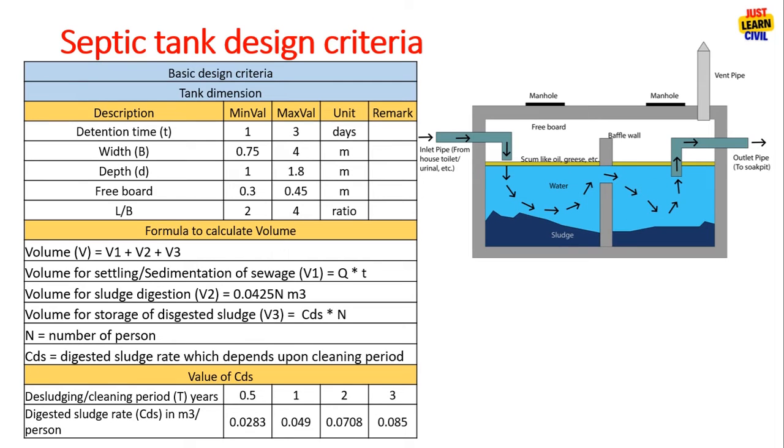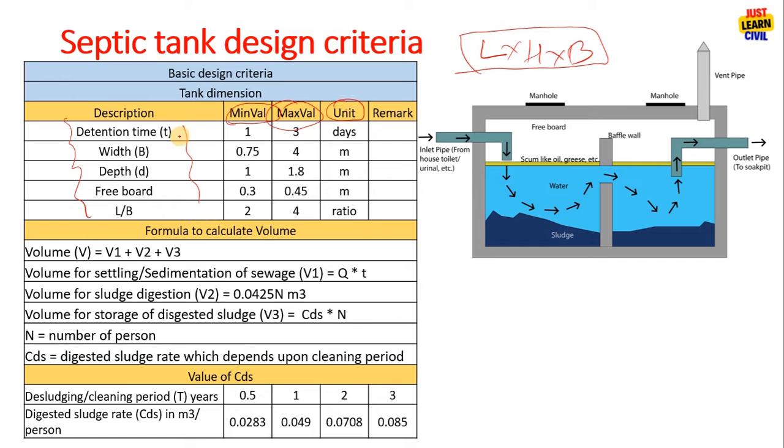Now we know the working of the septic tank and the components of the septic tank. Here we will design the size of the septic tank, that is L into H into B. Let us see the basic design criteria. Tank dimension. These are the criteria: this is the minimum value this variable should have, and this is the maximum value in units.